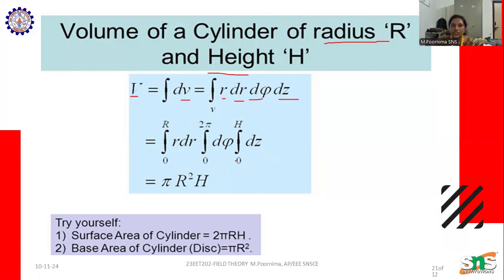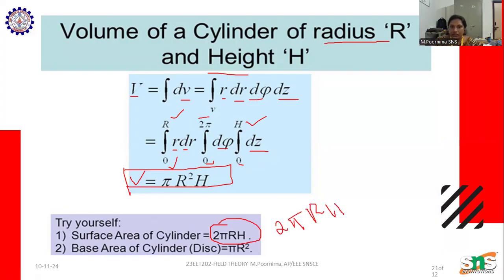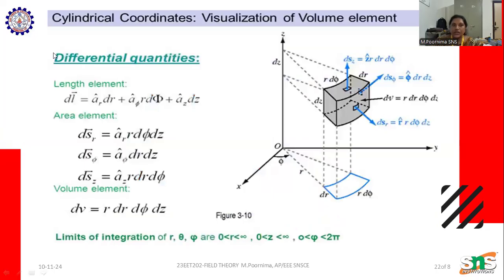So we can write the change in volume as a triple integral: r dr from 0 to radius r, d phi from 0 to 2 pi, and dz for the height from 0 to h. So that gives pi r square h, so the volume v equals pi r square h. Similarly, the surface area is 2 pi r h, and the base area of the cylinder disc is pi r square.